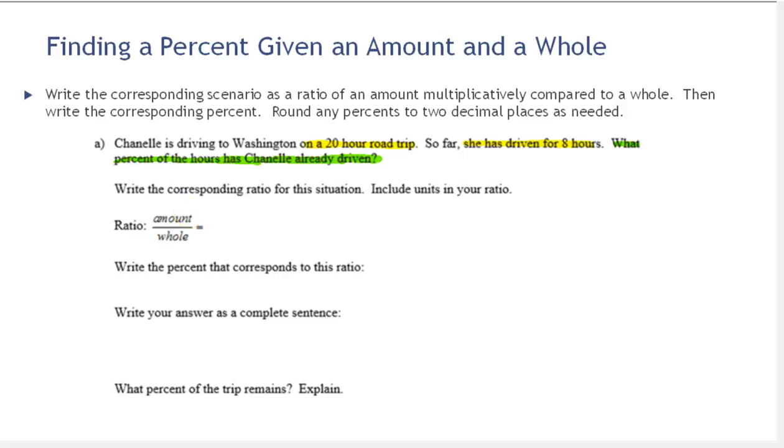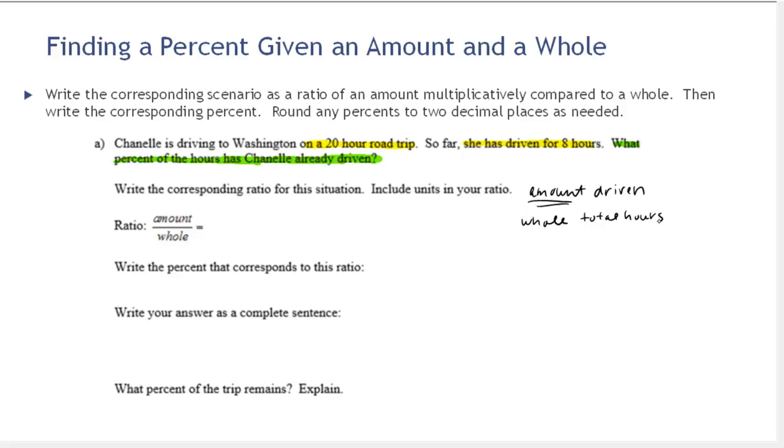Okay. So one way to determine what the whole is to look at your question. So it says, what percent of the hours has Chanel already driven? So the amount she's already driven is going to be our amount, and our whole is going to be the total hours of the trip. Okay, so this is what we're comparing.